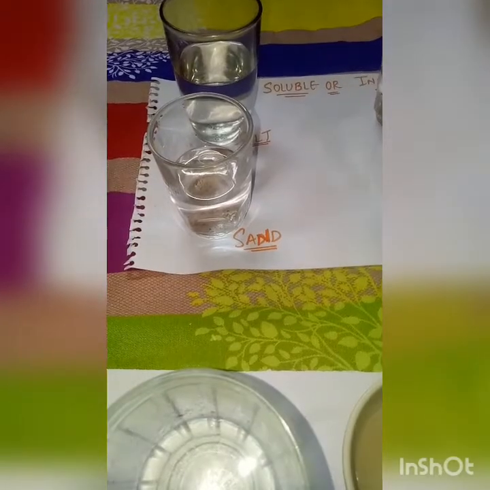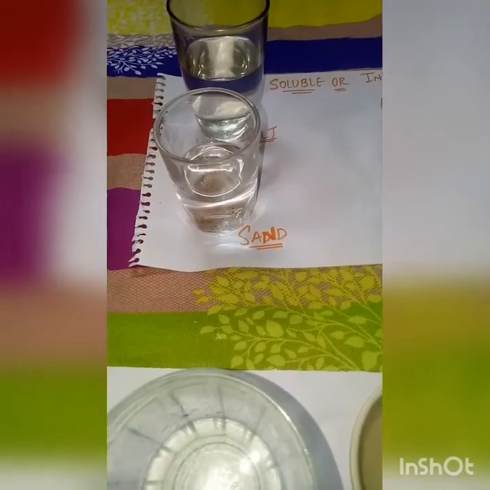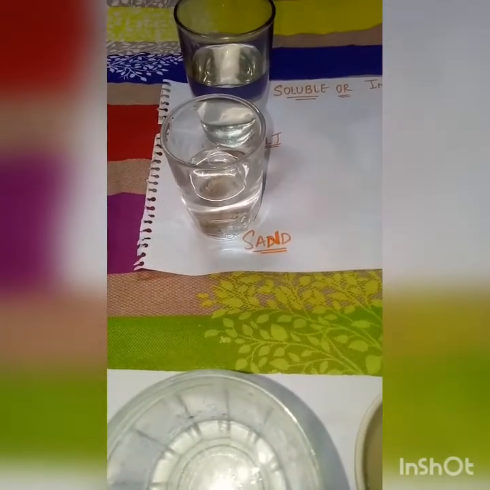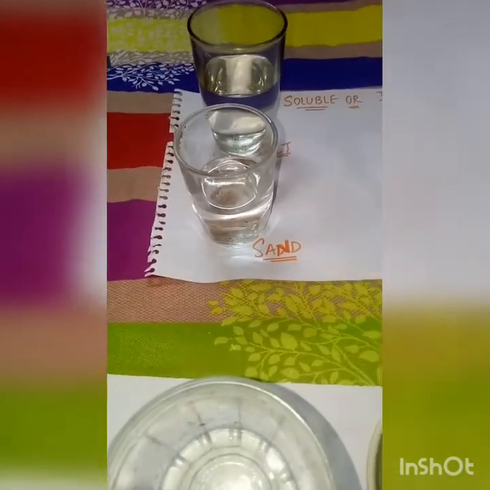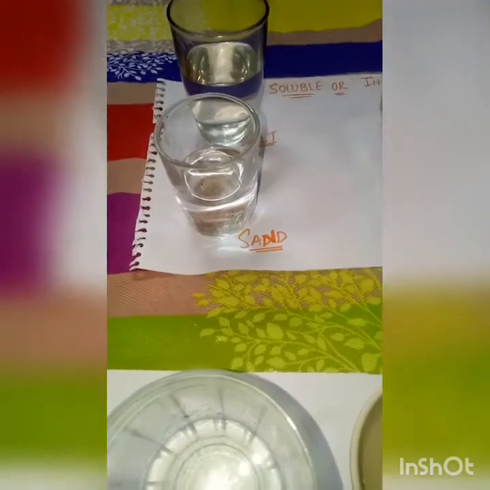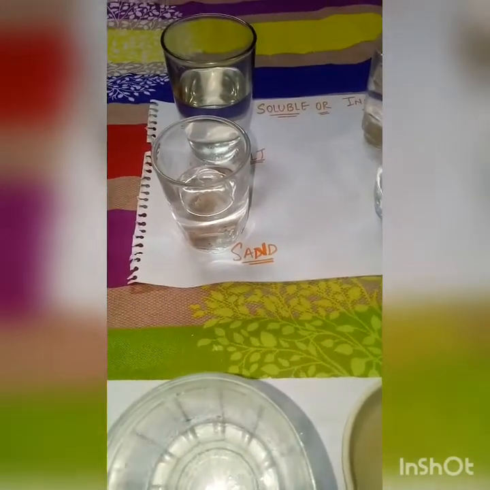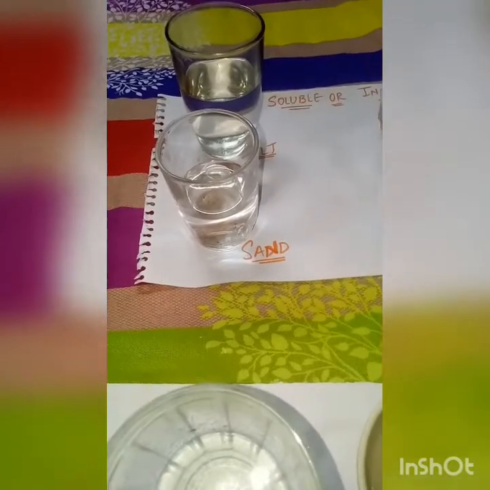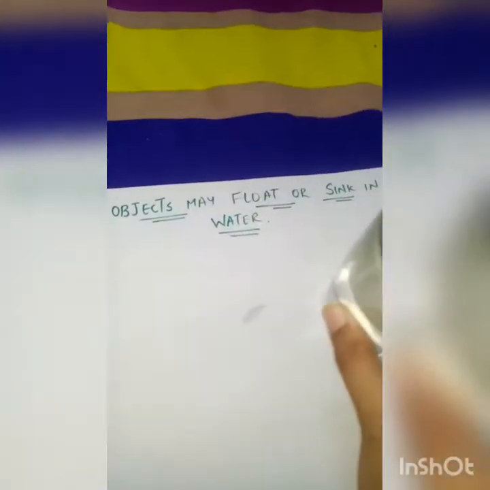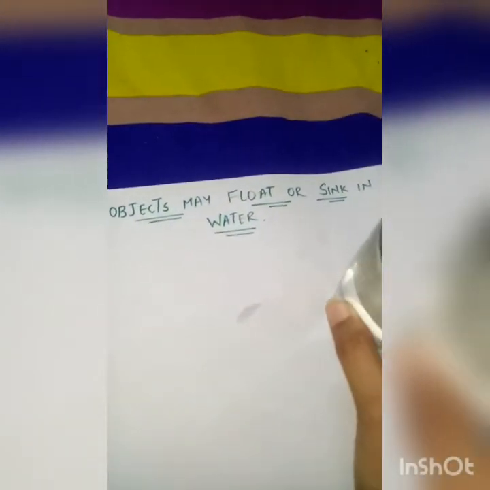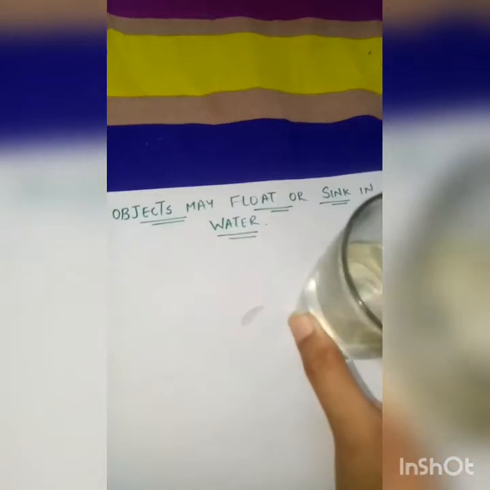The fishes, from where do they get oxygen? From the water itself, because oxygen is very important for the survival of animals and plants. So oxygen itself is dissolved in water. Some gases are soluble in water, and some other gases are insoluble in water. Now we are going to check the other property, that is, whether an object may float or sink in water. This is another property.